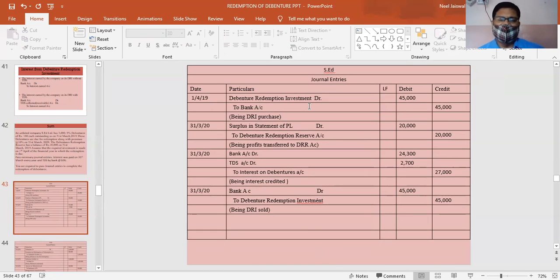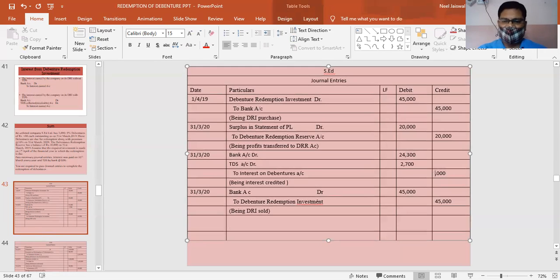The company needs to give interest to the debenture holders. That entry we have not been asked, so we are not doing that. On this investment, the interest is charged. 45,000 on 1/4/19 for the entire year will be 4,500. Extremely sorry, it will be 4,500 absolutely. 4,500 is the interest. TDS 450, 10% of 4,500, and the balance left is 4,050. That is the bank account debit.